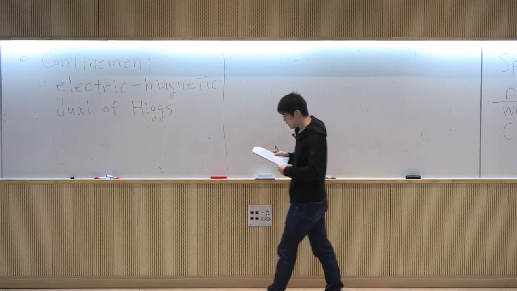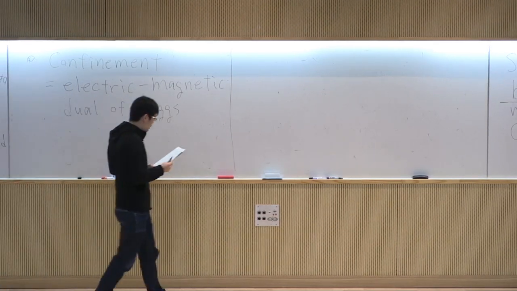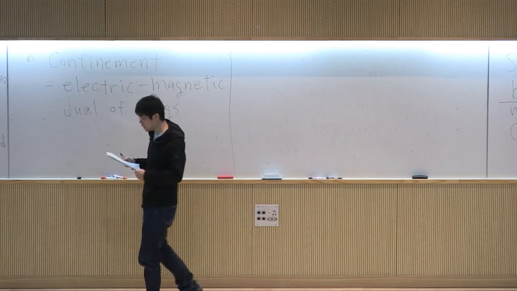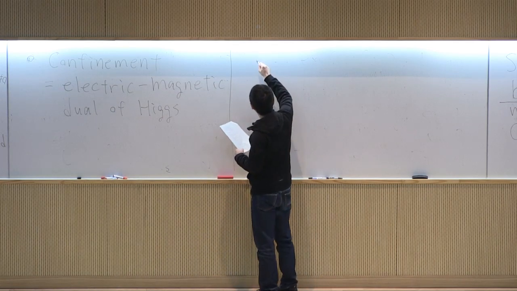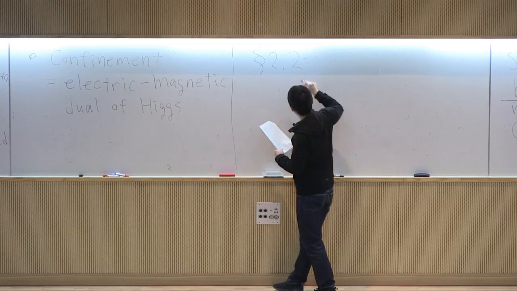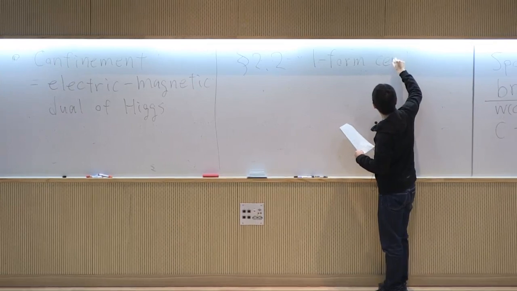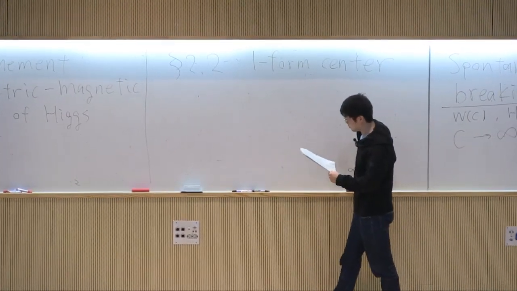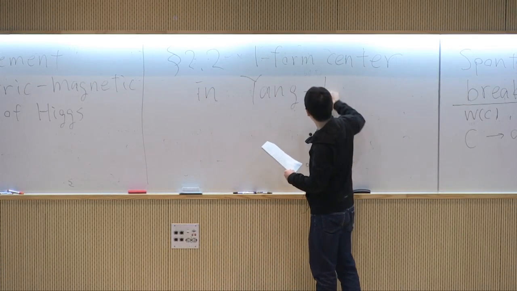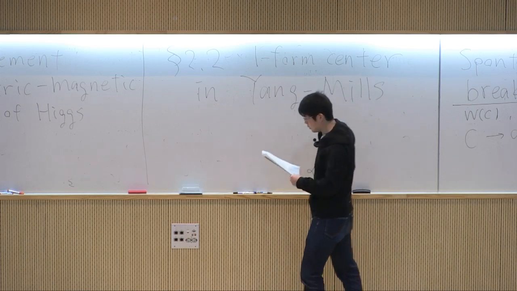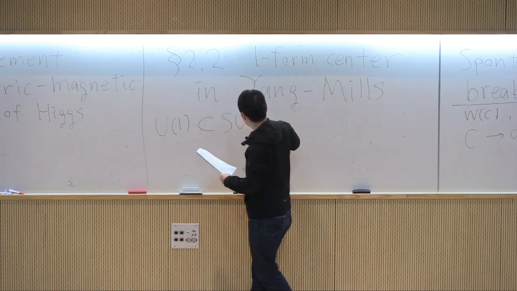Okay, so now I have discussed the U(1) gauge theory enough. So let me now go to the case of non-abelian Yang-Mills theories. So I consider one-form center symmetry in Yang-Mills theory. Let me first start from a comment about SU(2) gauge theory.